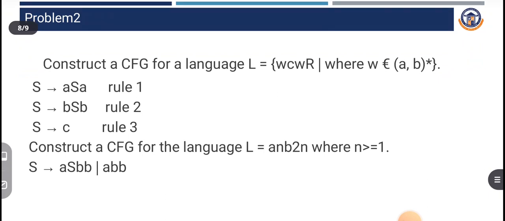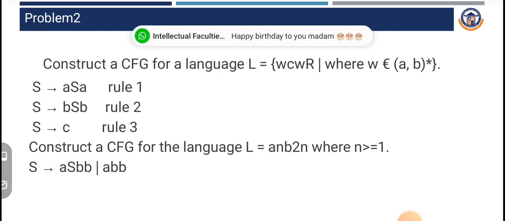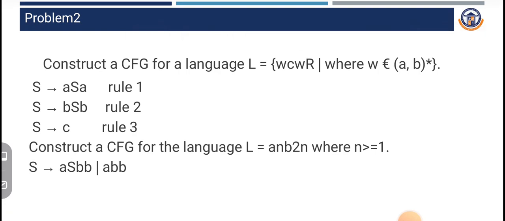The next problem is to construct a context free grammar for the language L equal to W C W power R, where C is a constant. So W is reversed after the constant value. The string is W C W power R, where W belongs to the input symbols {a, b} whole star.